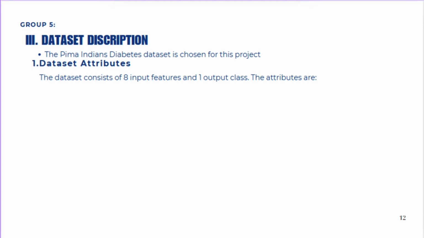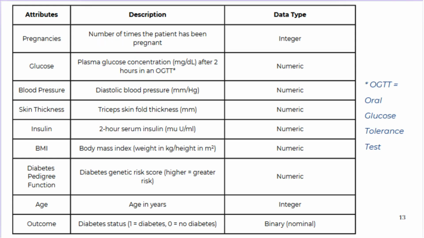First is the data attributes. The dataset consists of 8 input features and 1 output class. The attributes are pregnancies, which is the number of times the patient has been pregnant. The data type is integer. Glucose, the plasma glucose concentration after 2 hours in an OGTT. Data type is numeric. Blood pressure, diastolic blood pressure. The data type is numeric. Skin thickness, the triceps skin fold thickness. The data type is numeric.